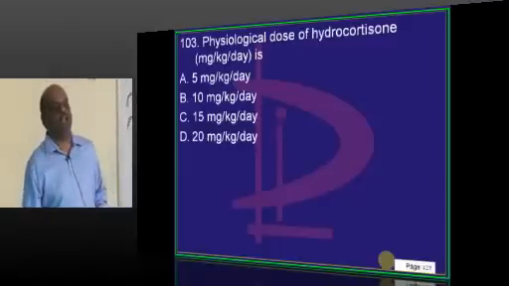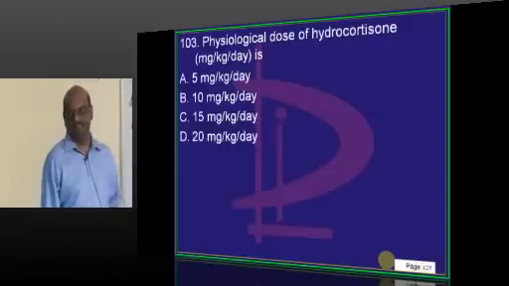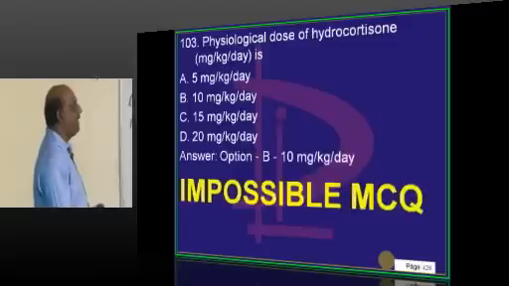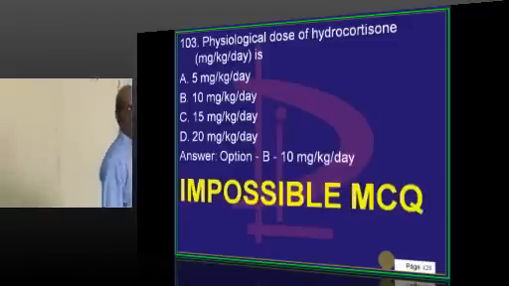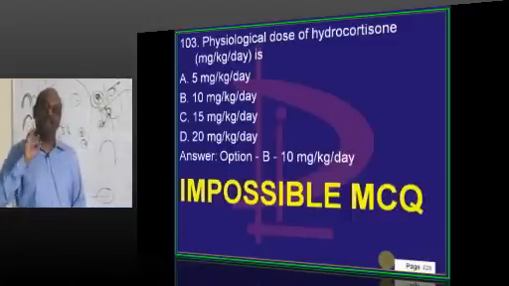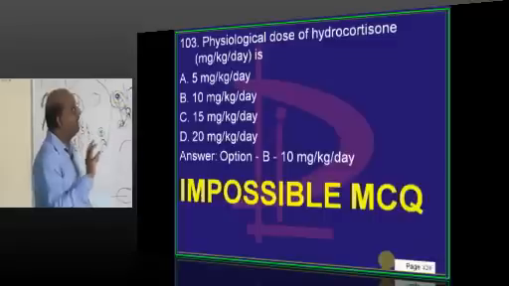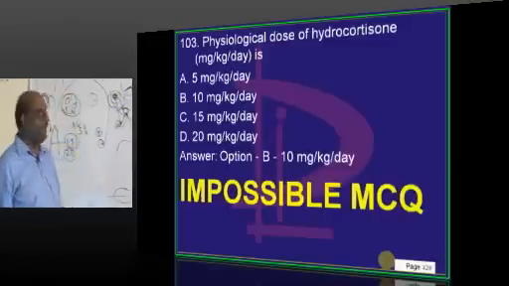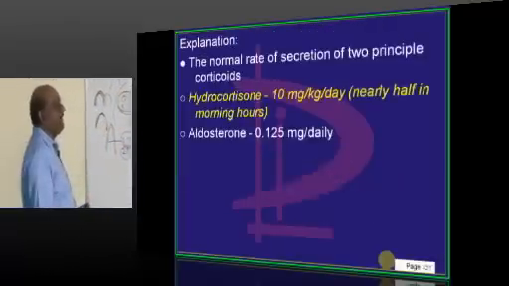Hydrocortisone physiological dose, very difficult to guess unless you are regularly administering it. Even if you are regularly administering, you should know what is the value at which hydrocortisone is produced in the body. 10 mg per kg per day.